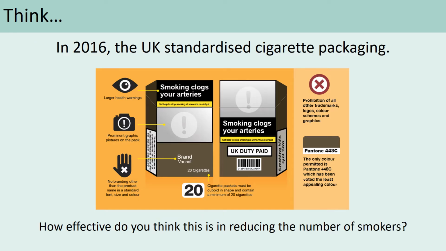Okay, so in 2016, the UK standardised cigarette packaging. This was something that was introduced. They started putting in slogans, then they started putting in pictures as well, then they changed the colour, so it wasn't as visually appealing to people who were buying, particularly for youngsters. So it was in 2016 that we finally got to what is there now.